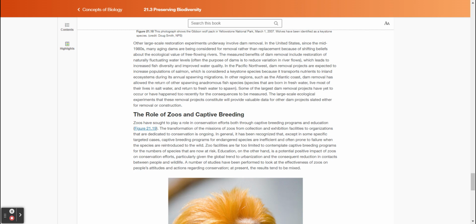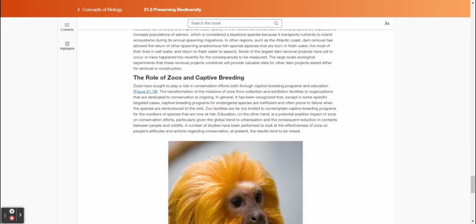Some of the largest dam removal projects have yet to occur or have happened too recently for the consequences to be measured. The large-scale ecological experiments that these removal projects constitute will provide valuable data for other dam projects slated either for removal or construction.